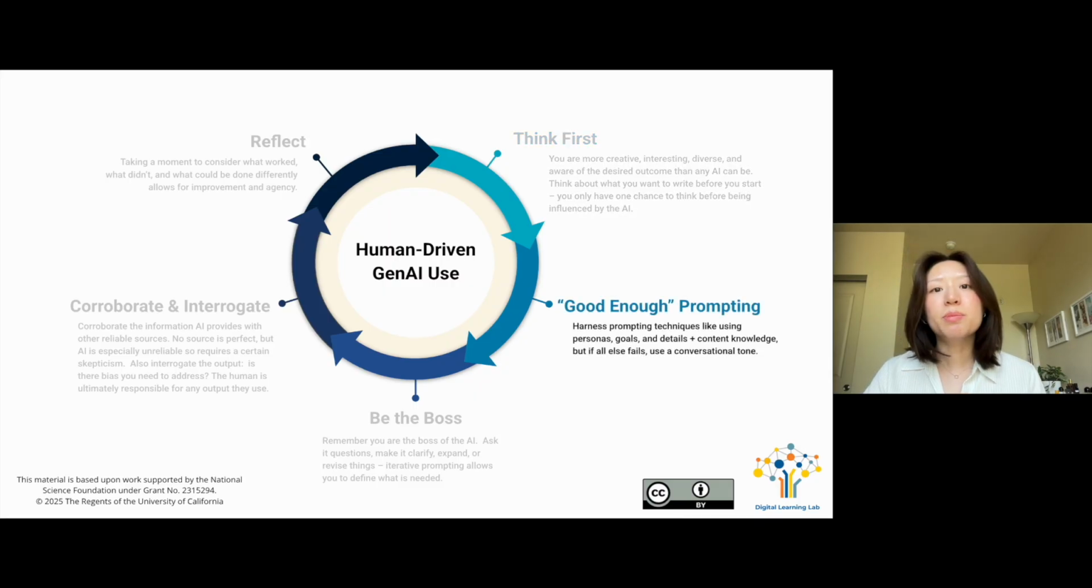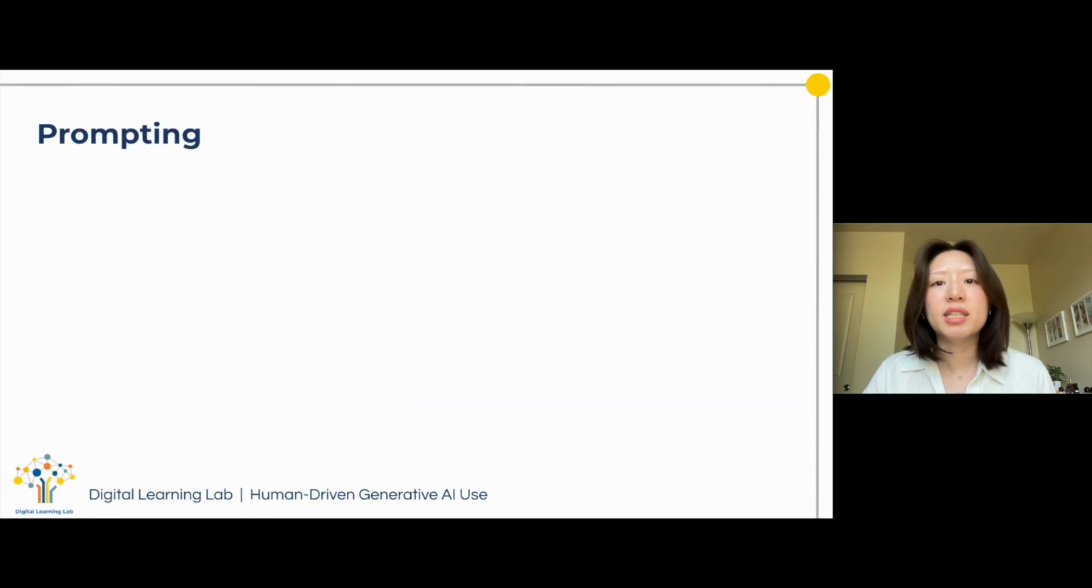The second step in this process is to prompt the AI to get the output you want. The best prompt you can use is the one that gets you there, hence good enough prompting. Let's talk about some specific prompting techniques.